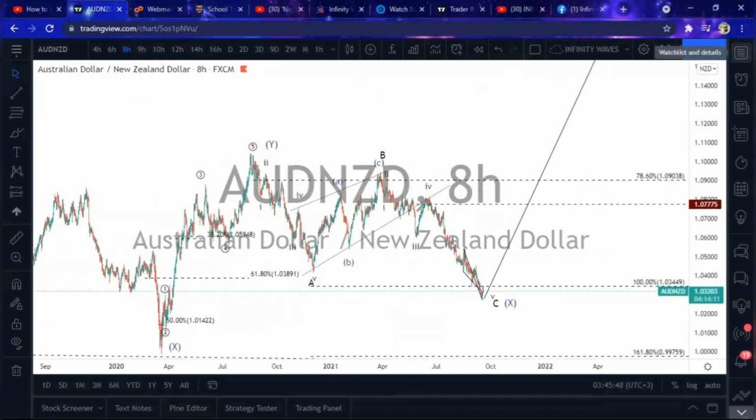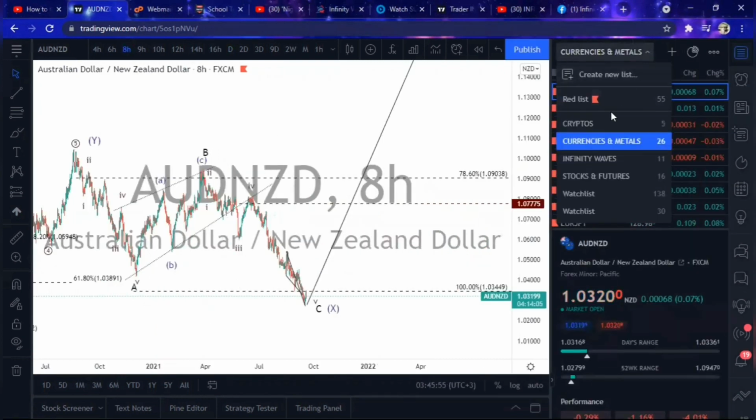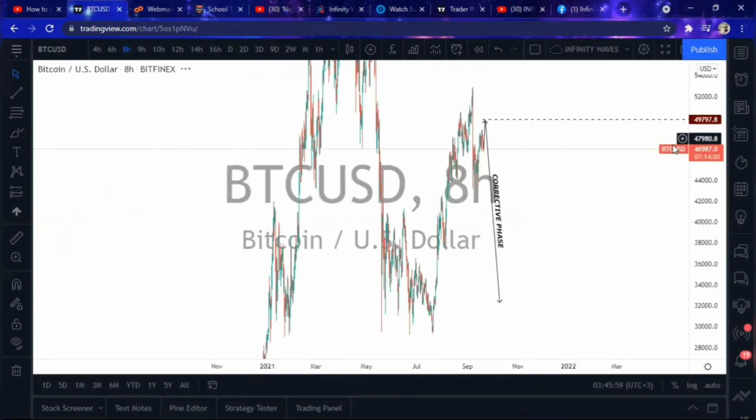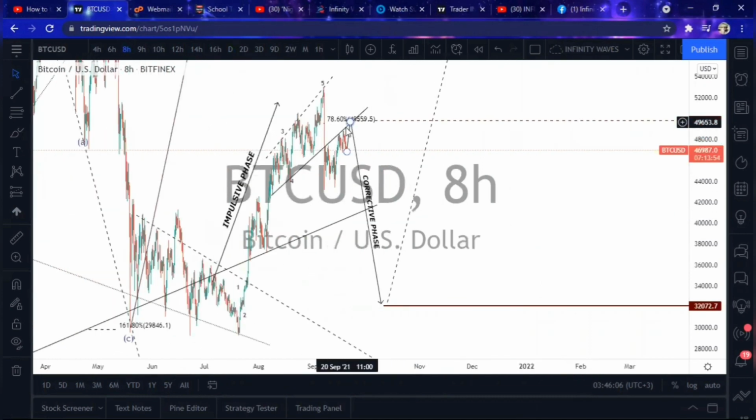So those are the major currency pairs we'll be looking to trade this week. For cryptocurrencies, for Bitcoin, we are anticipating a move all the way to this region, the 49 levels, then another drop down to the 32,072 levels. So we'll be looking for sell setups for Bitcoin.